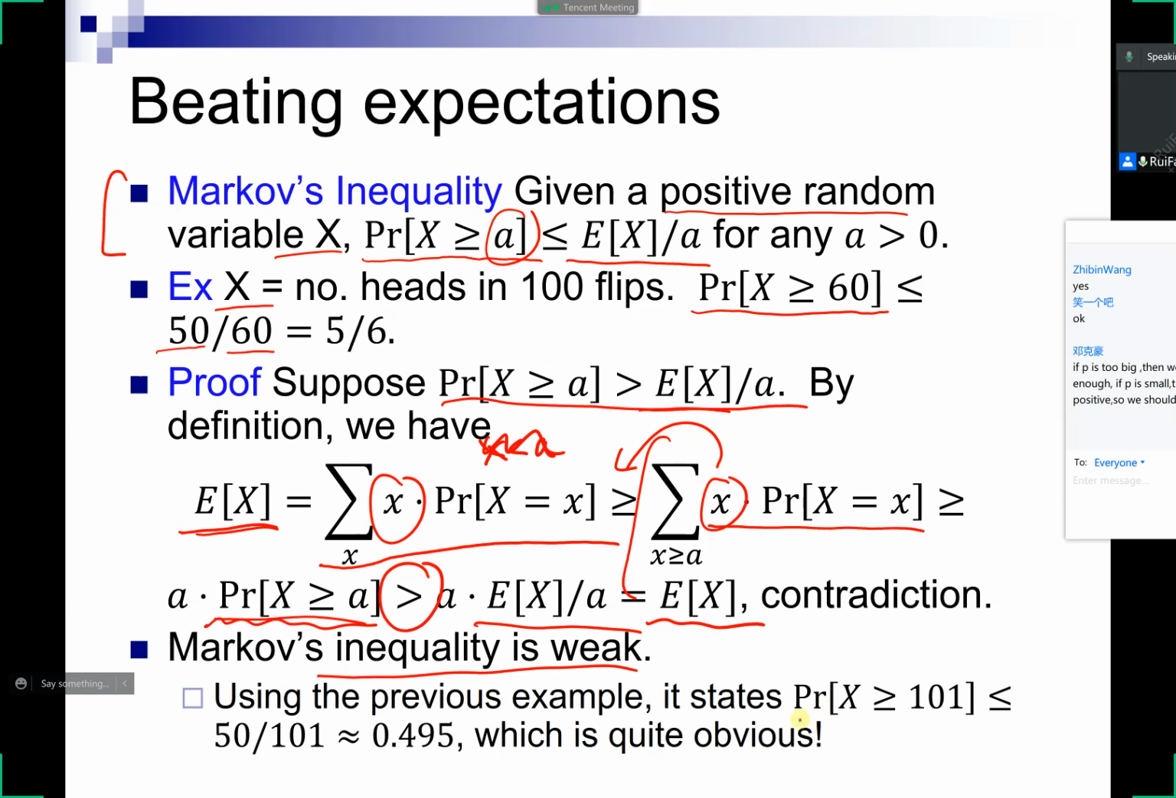Let's look at another example. Let's say that you flip 100 coins, and you want to look at the probability that you get more than 101 heads. Well, that's actually 0, because I flip 100 times, I'm not going to get more than 100 heads. However, if you just use Markov's inequality, you have that this probability is no more than 50, which is your expectation, divided by 101. So that's like 49%. So Markov's inequality actually gives you kind of a useless bound in this case.